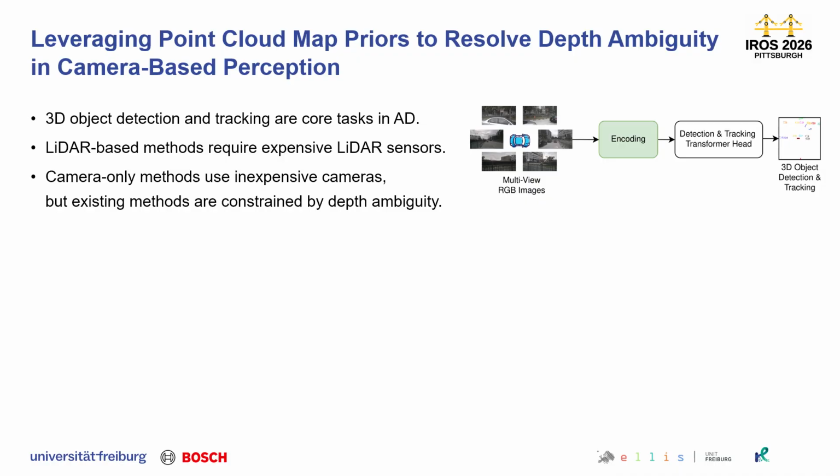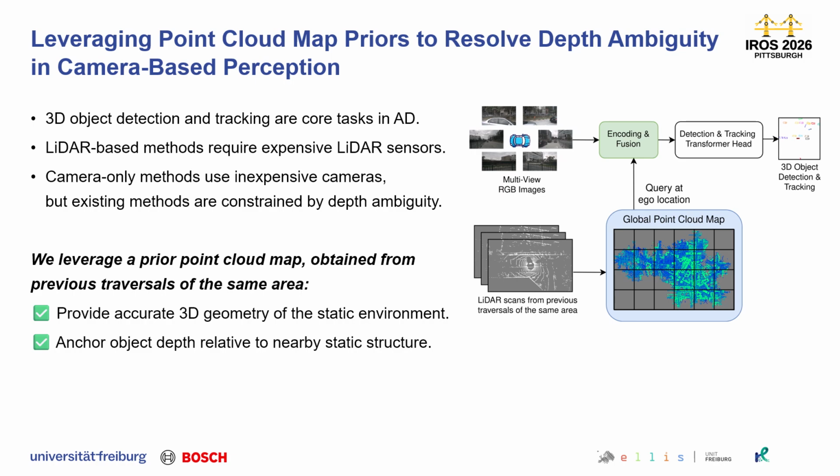To mitigate this issue, we propose DualViewMapDet, a camera-only inference framework that leverages a prior point cloud map obtained from previous mapping traversals of the same area. 3D point cloud maps provide accurate 3D geometry, which can anchor object depth relative to nearby static structure, such as the road surface or curbs.